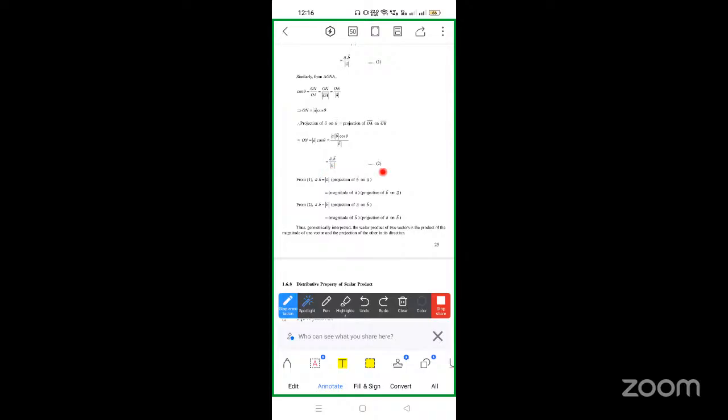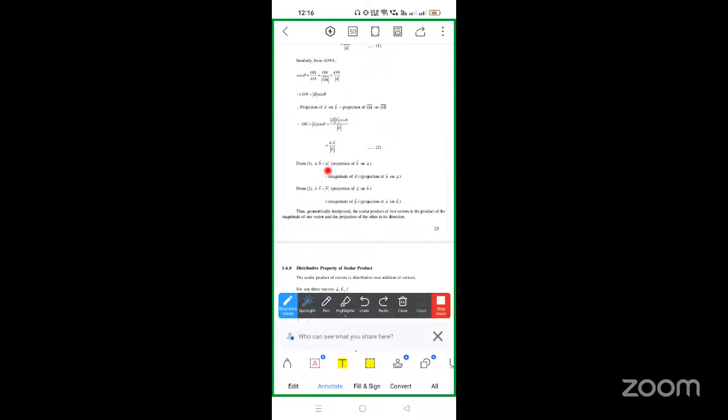From equations 1 and 2, we can say that A dot B is equal to mod A times the projection of B bar on A bar. From equation 2, A dot B is equal to the magnitude of B bar times the projection of A bar on B bar. Thus, geometrically interpreted, the scalar product of two vectors is the product of the magnitude of one vector and the projection of the other vector in its direction.